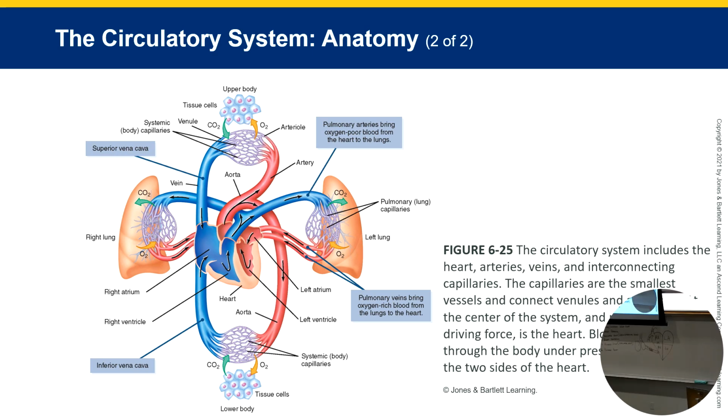So now we're in the lungs. More specifically, where are we? The alveoli. More specifically than that, where are we? What is surrounding the alveoli? Pulmonary capillaries.